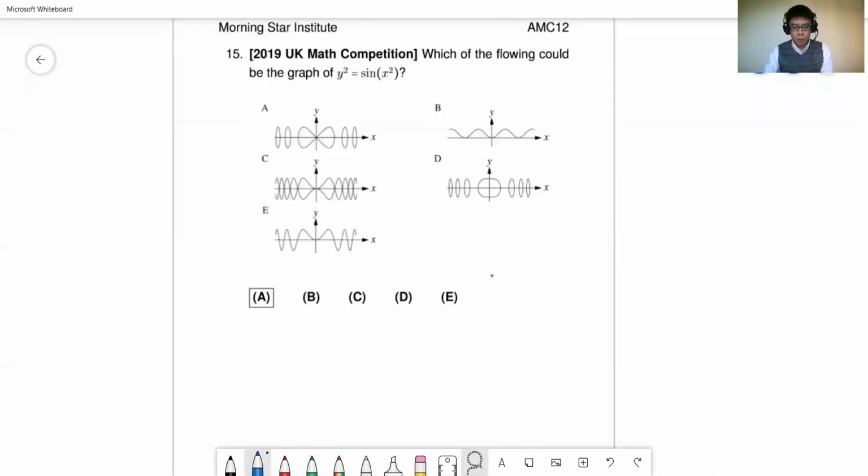Question 15. We have a formula y squared equals sine x squared. Which picture corresponds to the graph? All right, let's study this equation, y squared equal to sine x squared. First, it's symmetric with respect to x-axis because y squared equals sine x squared. There are always 2 branches. y equals square root of sine x and y equals negative square root of sine x. So symmetric with respect to x-axis.